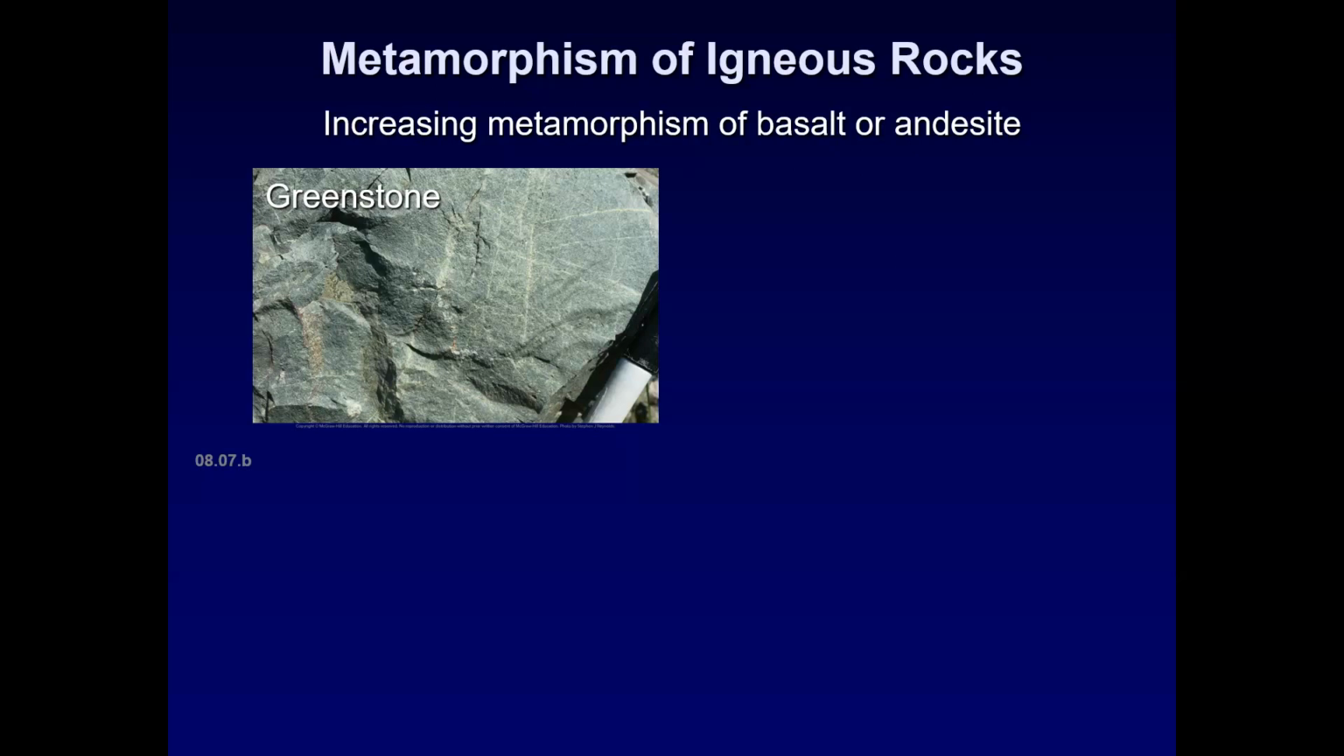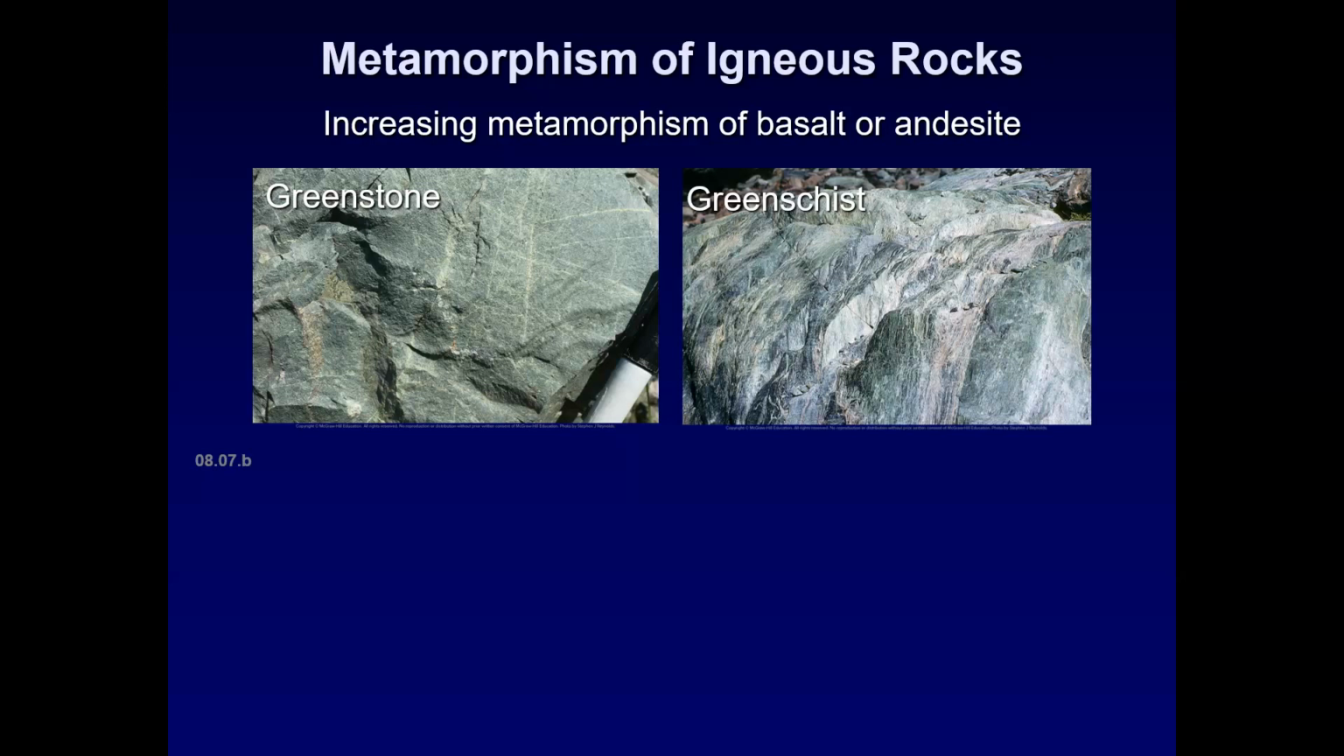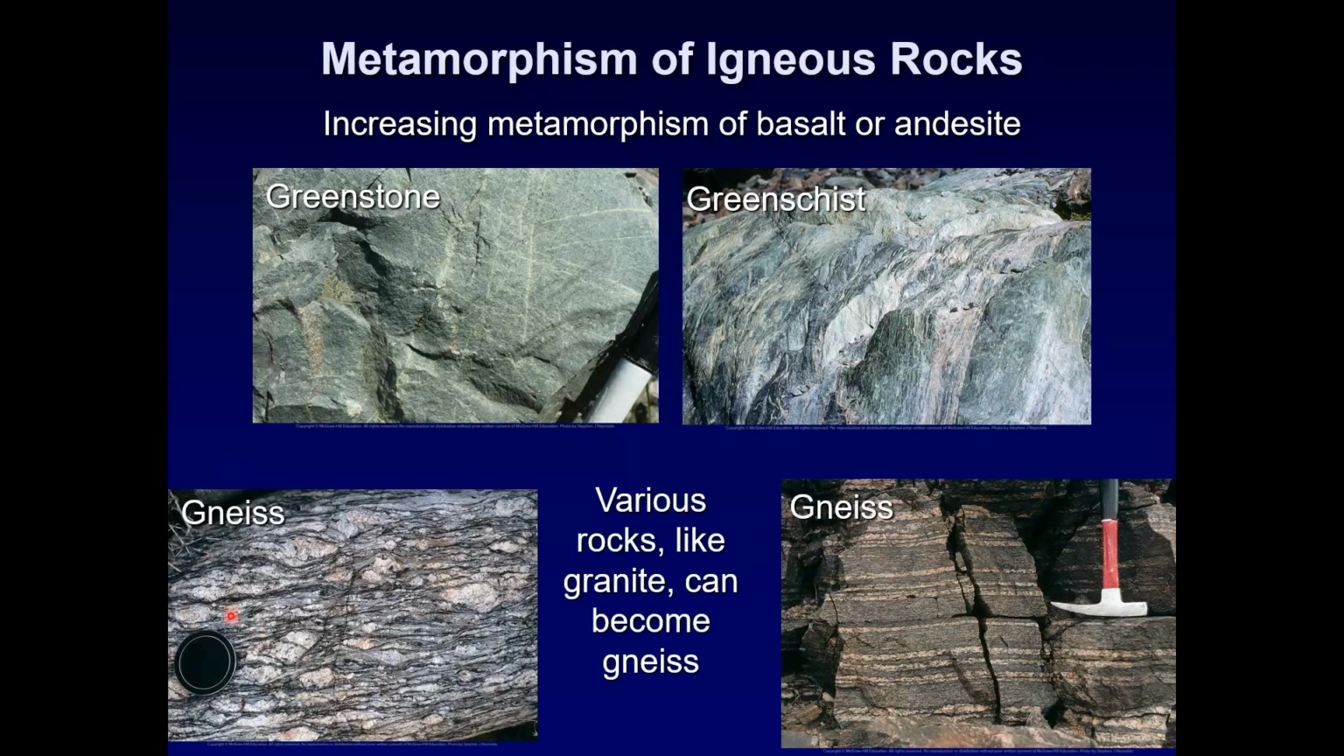So metamorphism of igneous rocks. If we start off with basalt or andesite as our protolith and we metamorphose those, we can get greenstone. This one is actually from Marquette, Michigan. Or greenschist. Granite can metamorphose to gneiss. Various rocks end up being gneiss. It looks a little different, sure, based on the protolith, but it's classified kind of the same in terms of what sort of metamorphic rock it is. And we see this gneissic foliation here.